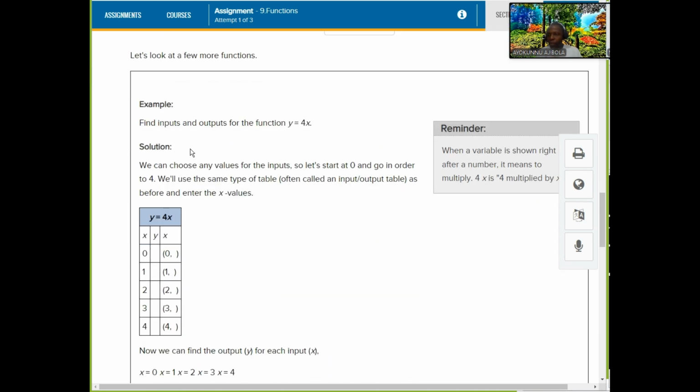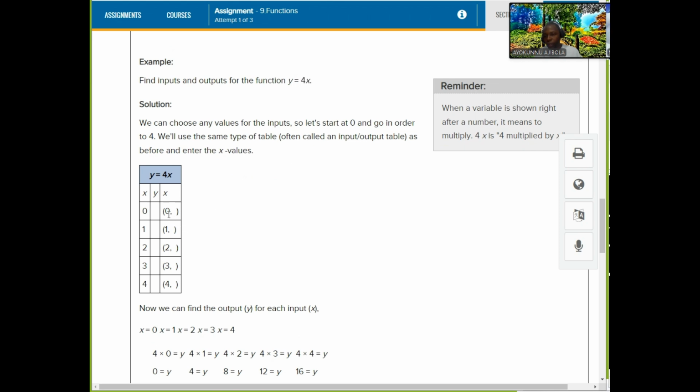Okay. So what if we have another function, y equal 4x? What does that mean? It means 4 times x. So when x is 0, 4 times 0 is going to be 0. So y will be 0. When x is 1, 4 times 1 is going to be 4. Y will be 4. When x is 2, 4 times 2 is going to be 8. Y will be 8. When x is 3, 4 times 3 is going to be 12. Y will be 12. And when x is 4, 4 times 4 is going to be 16. Y will be 16. Is that clear?